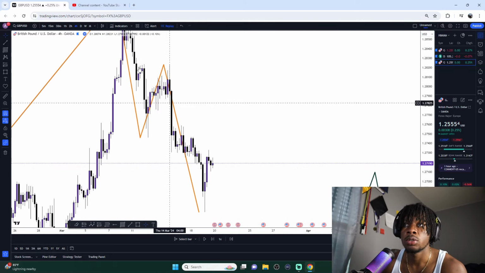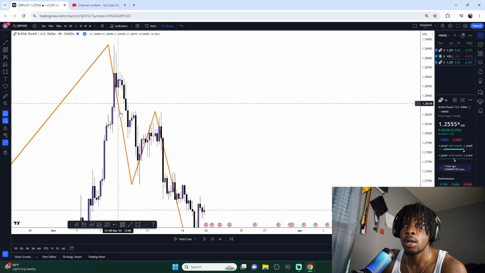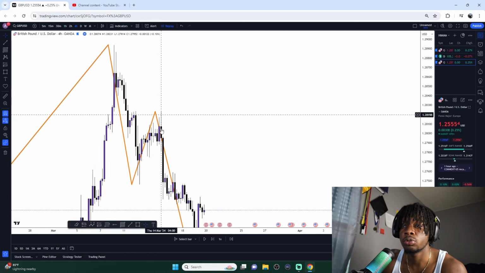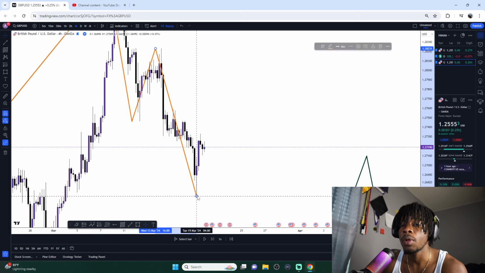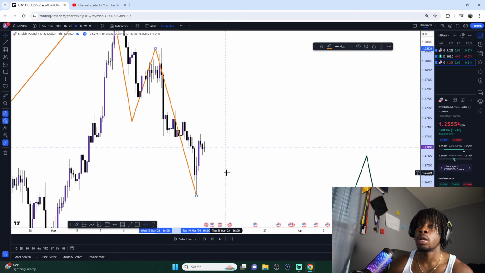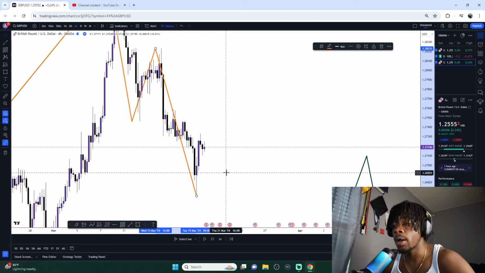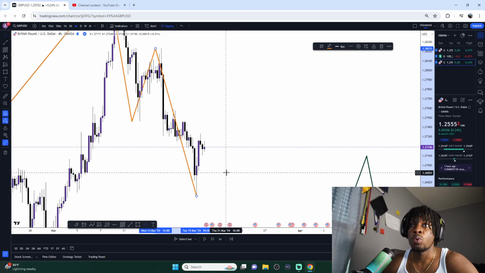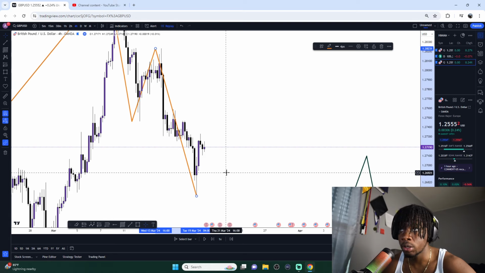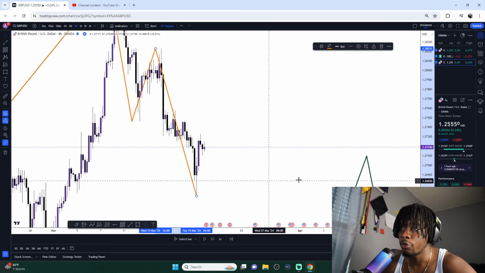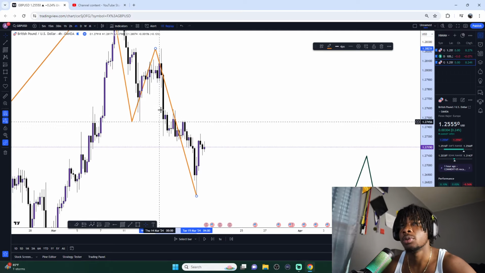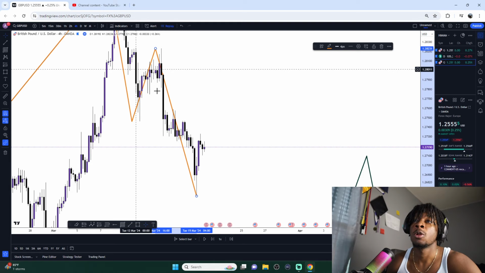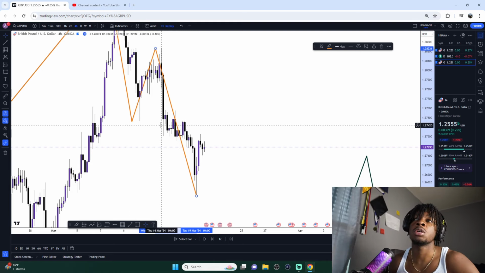Like I said, now we're going on a downtrend. So I understand what the trend is. Now, since I understand what the trend is, I have to understand where I want to get in. Do I want to get in for a buy? Do I want to get in for a sell? Obviously, we're not getting in for a buy in this trade. That's just not what we're doing. So we're getting in for a sell.